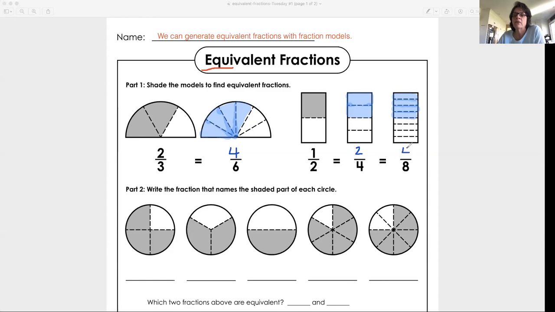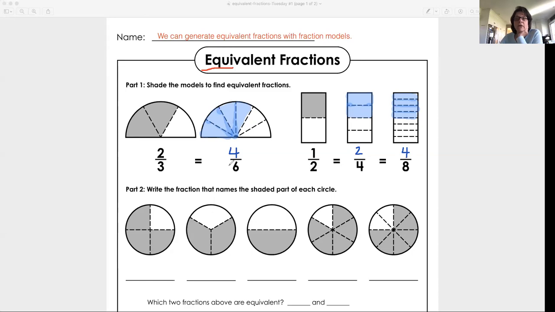Now, what I want you to do here is look at the pattern when we look at our equivalent fractions, okay? When we go from 2/3 to 4/6, what happened to our numerator? Our numerator doubled, didn't it? It went from 2 to 4. And the same thing happened to our denominator. Our denominator also doubled. It went from 3 to 6.